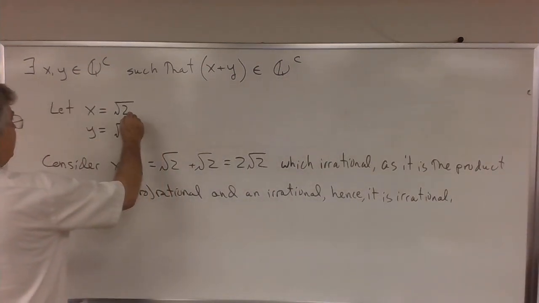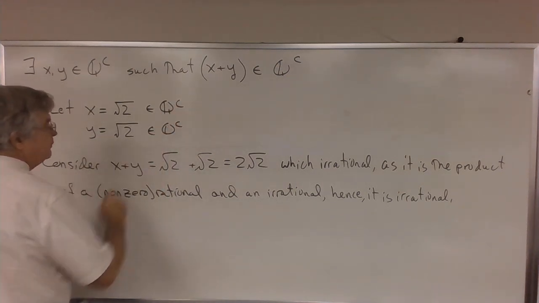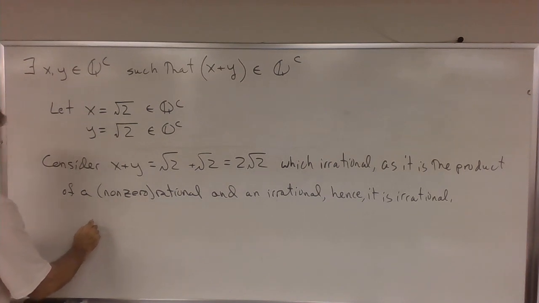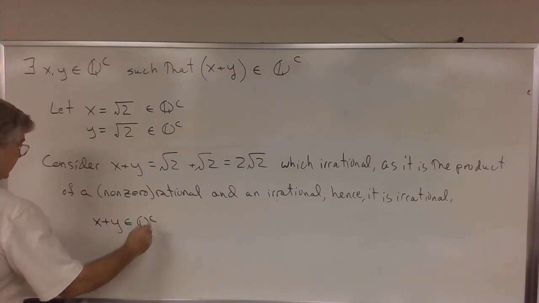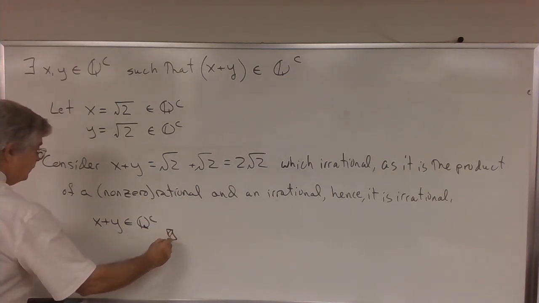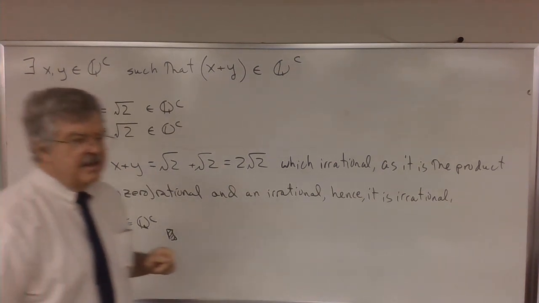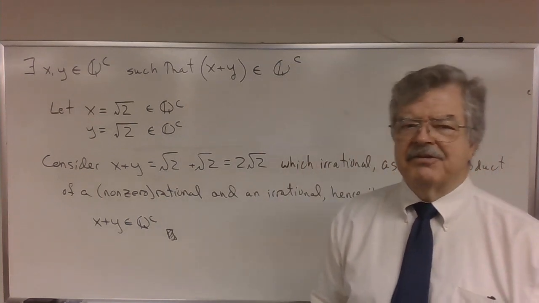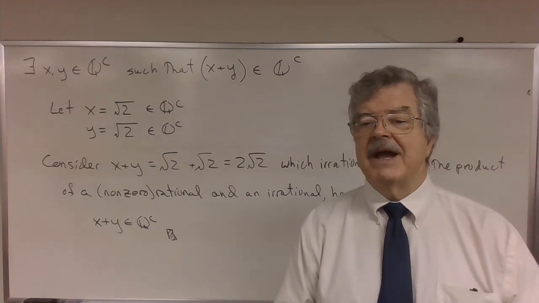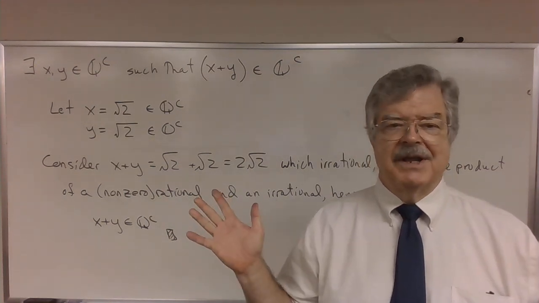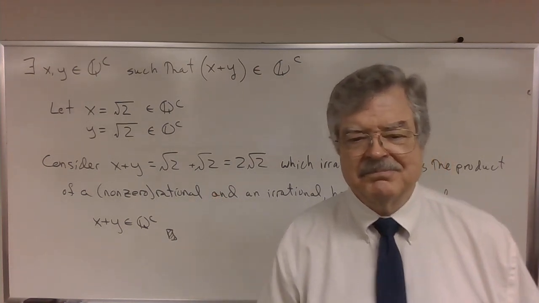So we have x, which is irrational, y, which is irrational, and x plus y is irrational. So this is another example that shows that the sum of two irrational numbers can be an irrational number. So if we add two irrational numbers together, we don't know what we're going to get. Could be rational, could be irrational, we don't know. Gotta go.